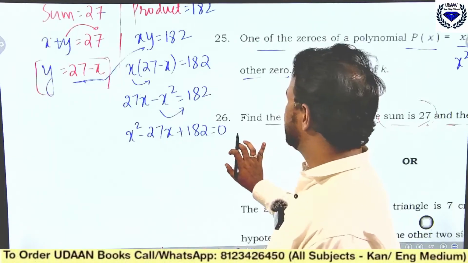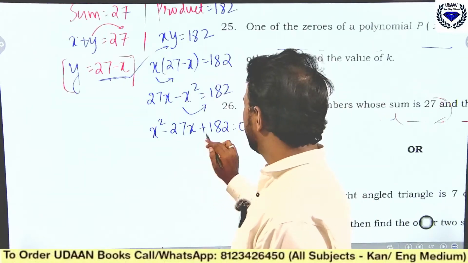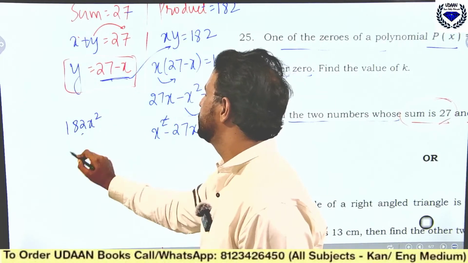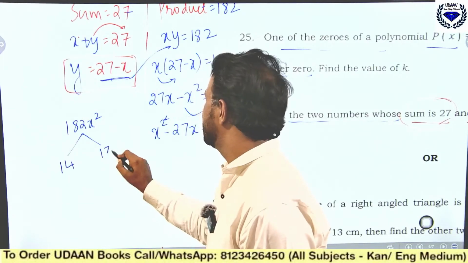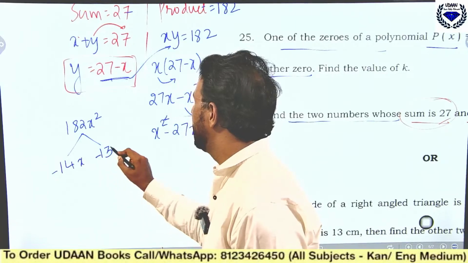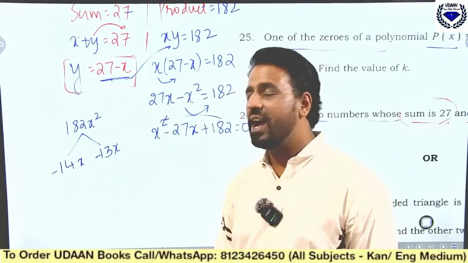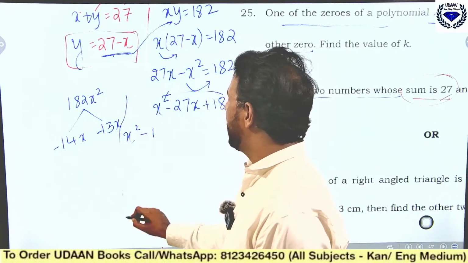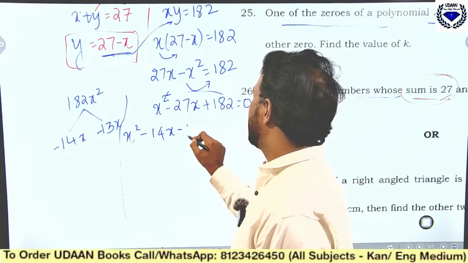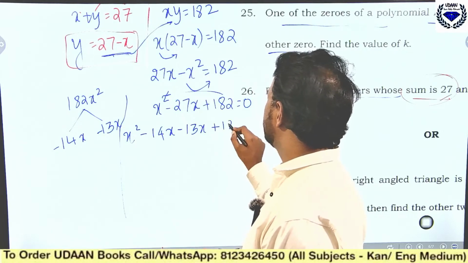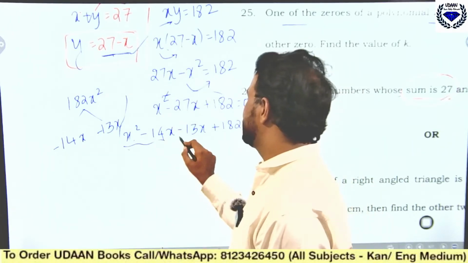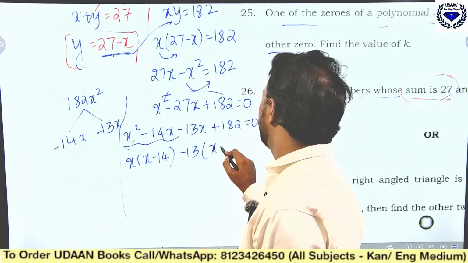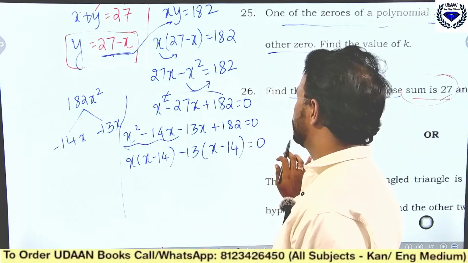Now you should split this. How to split this one? See, multiply this side. That is, 182 you should split. You will get what? 14 13s are 182. That is minus 14 minus 13, x is the answer. Then you should split x square minus 14x minus 13x plus 182 equal to 0. Just take this x into x minus 14, minus 13 into x minus 14 is equal to 0.